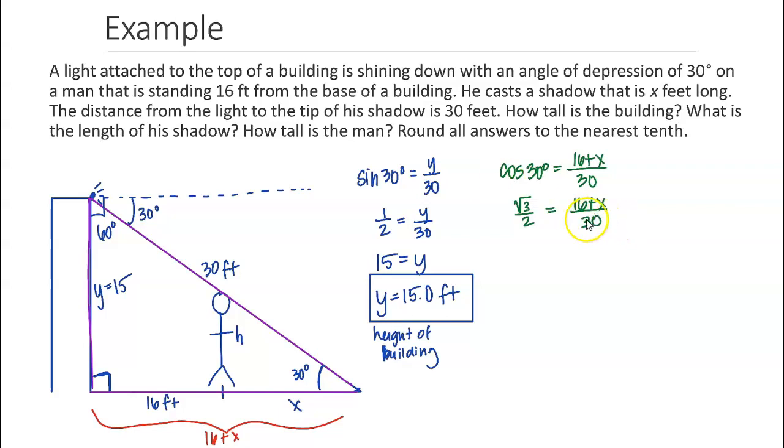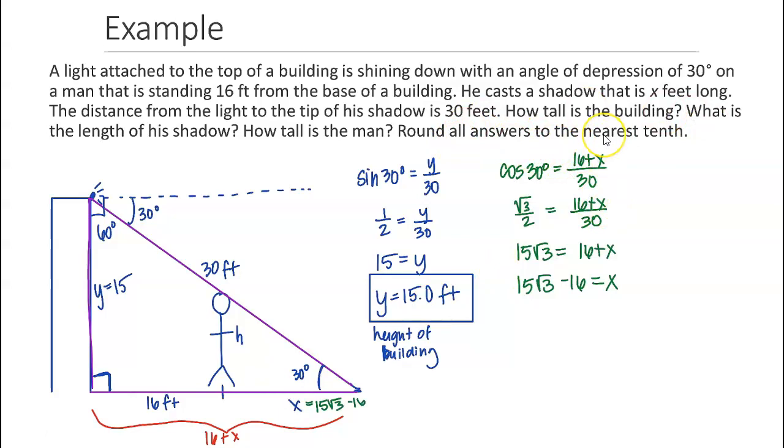We can multiply both sides by 30, and so 30 over 2 would give us 15. So we have 15 rad 3 equals 16 plus x. Then we can subtract the 16, so 15 rad 3 minus 16 is equal to x. This is the same answer that we could have gotten from doing the Pythagorean theorem. It's just simplified, 15 rad 3, because we had the square root of 675. This is the exact answer for this shadow length: 15 rad 3 minus 16.